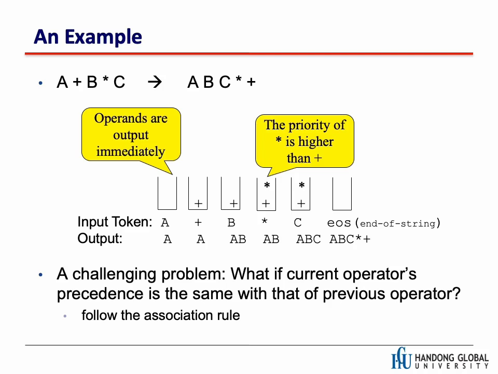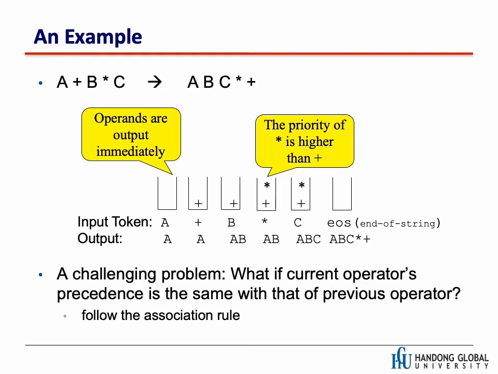And the last, we meet the end of the string. Then we have to pop all the operators from the stack. The first one is the star, so we print out star. The next one is the plus, so we print out plus. So we have ABC star plus. That's how it works.